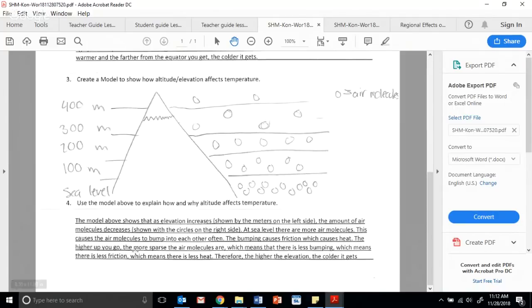The higher up you go, the more sparse, which just means there's less of them, the air molecules are, which means that there is less bumping, which means there is less friction, which means there is less heat. So those few sentences from at sea level to less heat is explaining the why elevation affects temperature. The last sentence is going to say how it affects temperature. Therefore, the higher the elevation, the colder it gets. Okay, so the why is the scientific reason that temperature changes with elevation. So that's those sentences right there. The how it affects it is just that the higher up you go, the colder it gets.